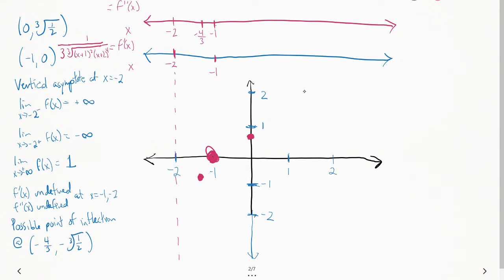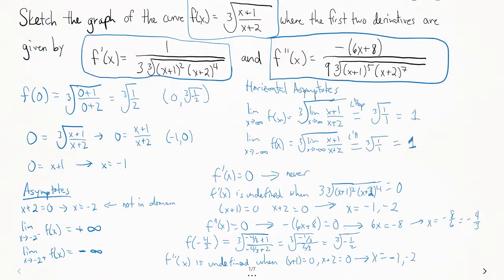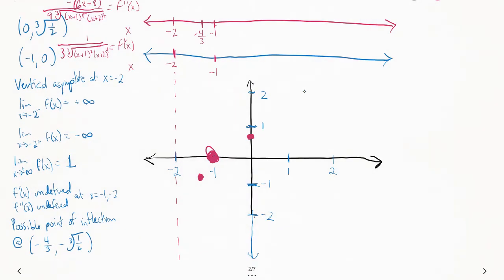In the f double prime of x, there was a -6x plus 8. For some reason, I didn't want to write in that corner. Then I believe we have a 9, we have a cube root, and I think it goes x plus 1 to the 5th and x plus 2 to the 7th. This one will be a lot more interesting than the others. Okay, so we have those written down.